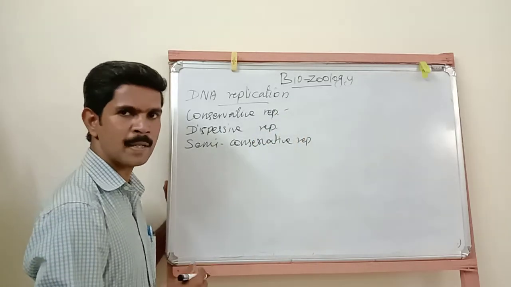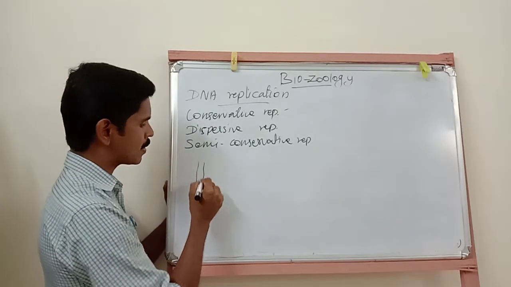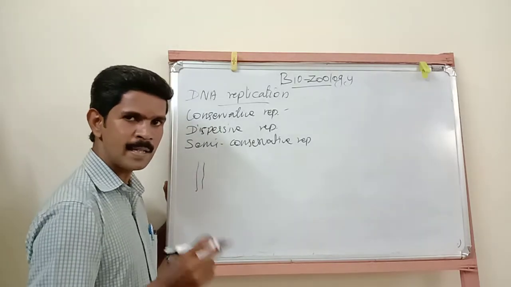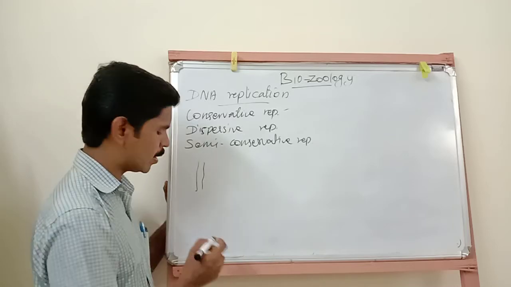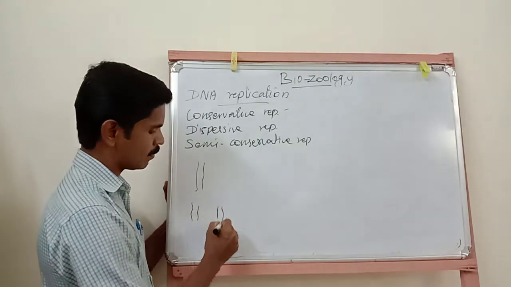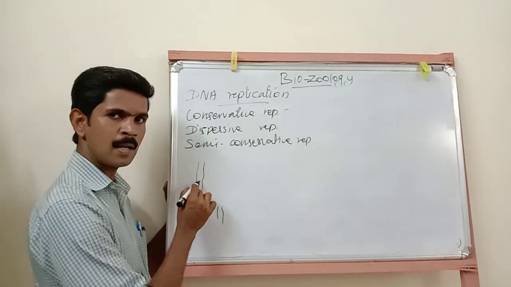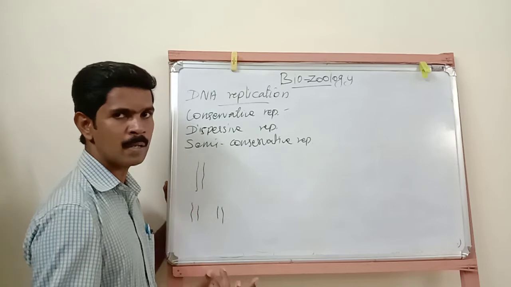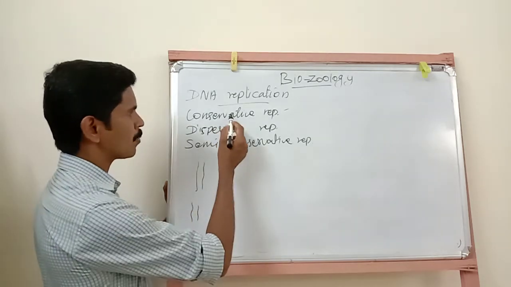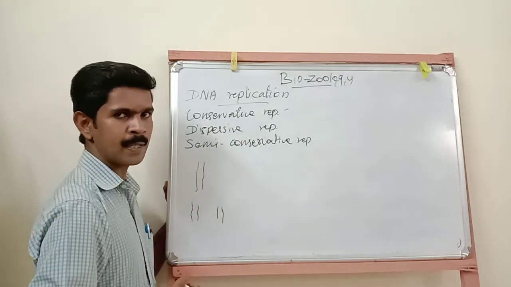In this type of replication process, from a double-stranded DNA molecule, entirely new DNA molecules are produced. Two new DNA molecules are produced. So this is one double-stranded DNA molecule, and from this DNA molecule, two new double-stranded DNA molecules are produced. So this type of replication is called the conservative replication process.